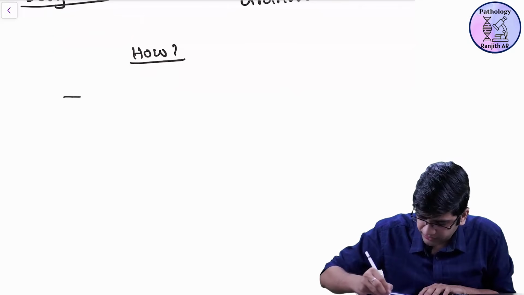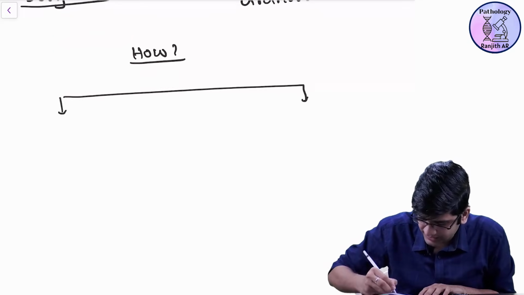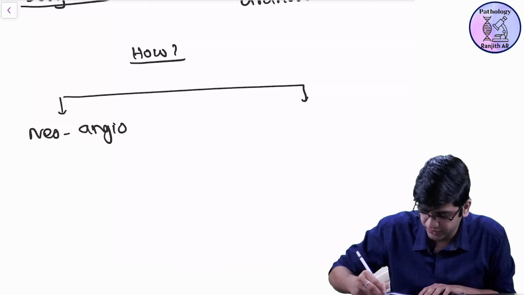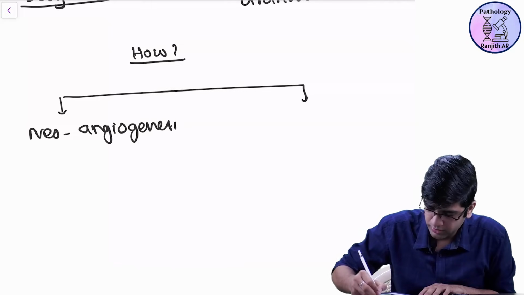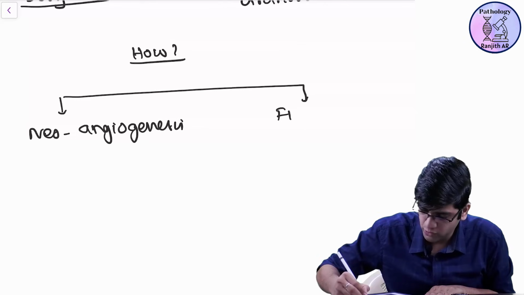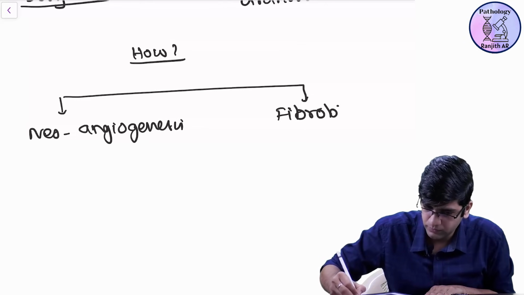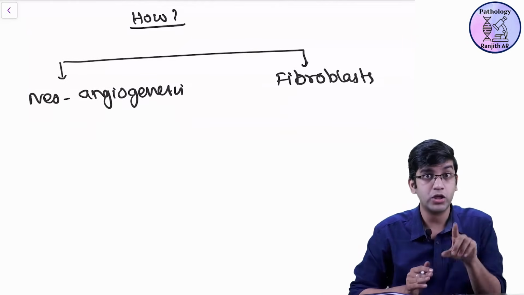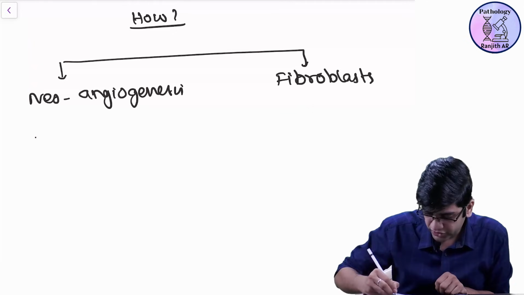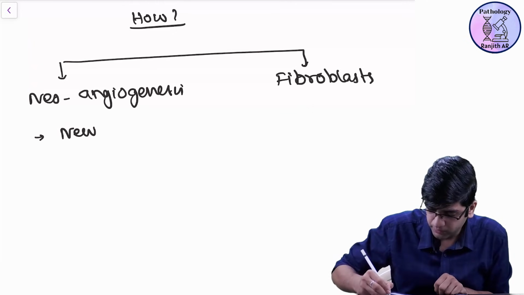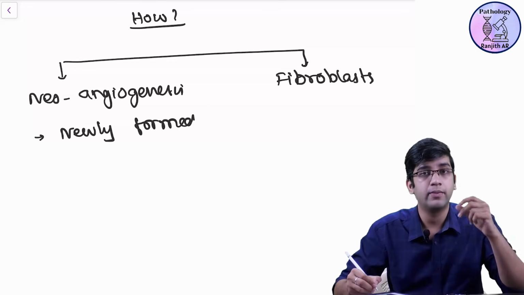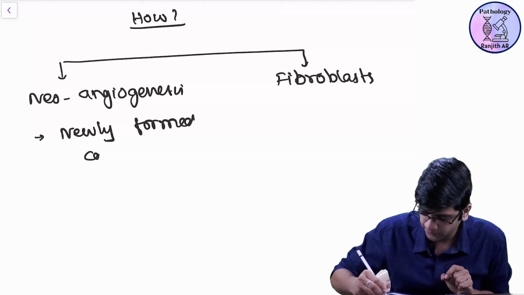I have two major things to happen here. One is neoangiogenesis. The other one is my fibroblasts. Both are required for me, not only one, both. Neoangiogenesis will always be newly formed capillaries. They'll form only capillaries. They cannot form a big vessel.